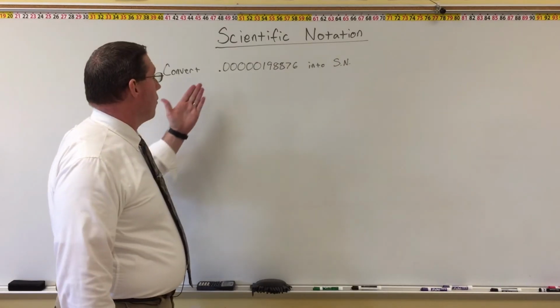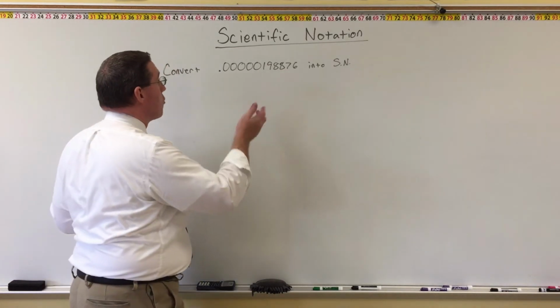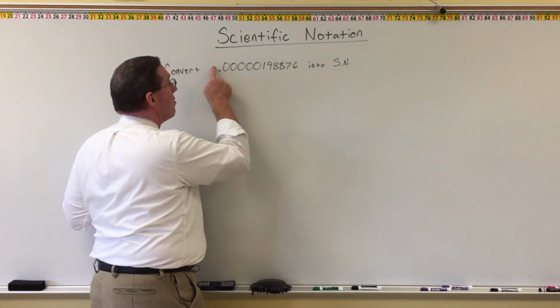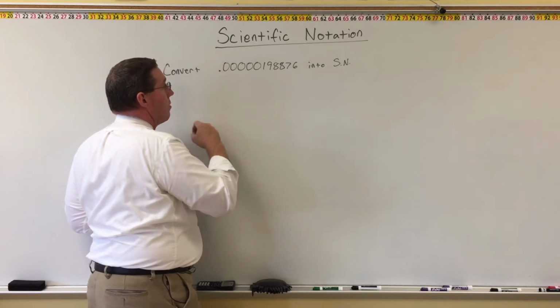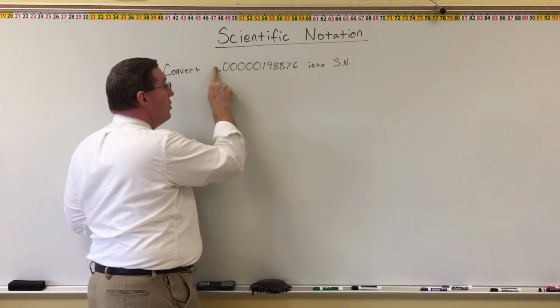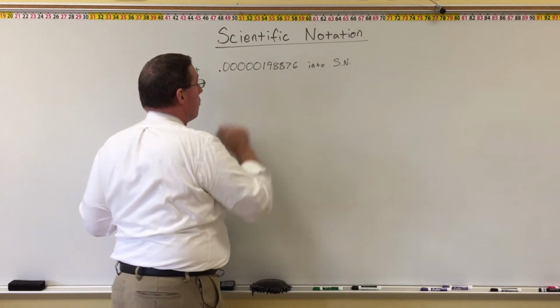All right, so now it says convert this really tiny number into scientific notation. You can tell this number is smaller than 1 because there isn't anything in front of the decimal. Now sometimes there will be a 0 there and sometimes there will be nothing there. Well, if there's nothing there, that's the same thing as 0. So this number is smaller than 1.